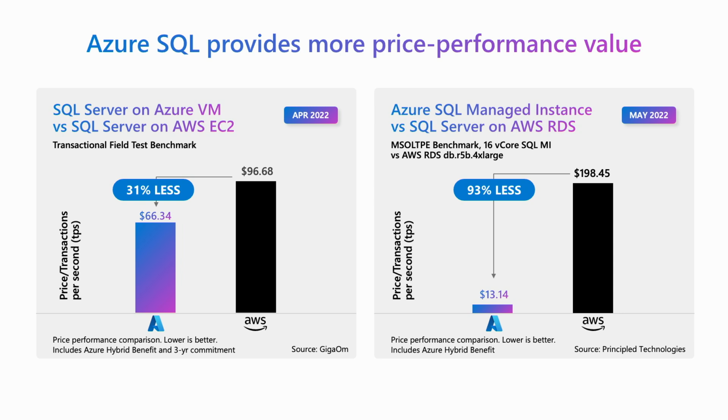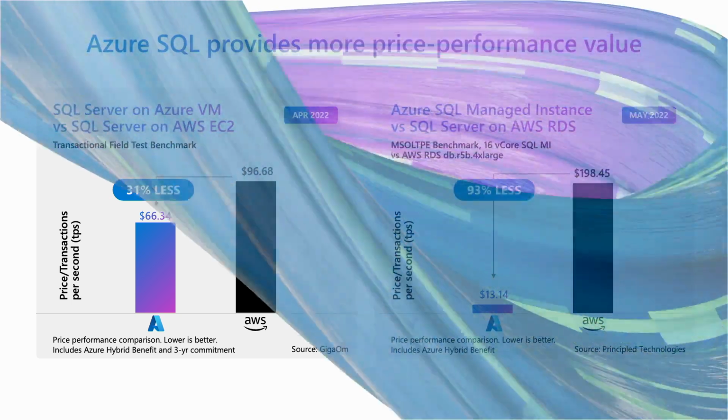What's more, Principled Technologies, an independent research firm, recently published a study where they benchmarked SQL Managed Instance and SQL Server on Amazon Web Services AWS RDS across 3 different workloads. SQL Managed Instance emerged as the leader across each of these workloads, with up to 5 times faster performance at up to 93% less cost than AWS RDS.